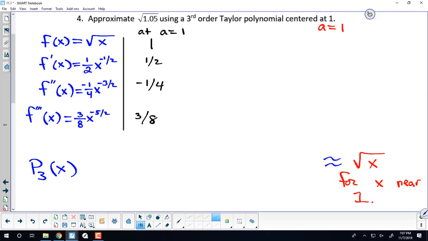Does anyone want to share what they came up with? Okay, get ready to write. 1 plus 1 over 1 factorial times x minus 1 in parentheses to the first power. Plus 1/2 over 2 factorial, times in parentheses x minus 1/2.